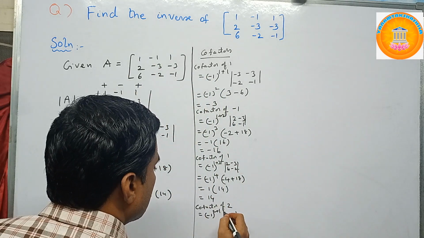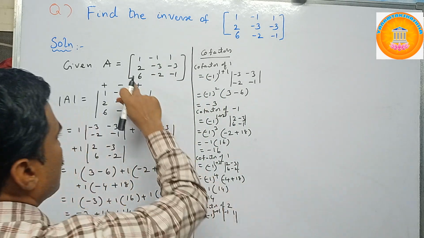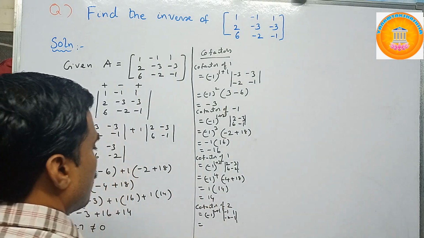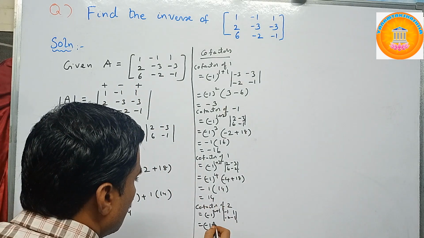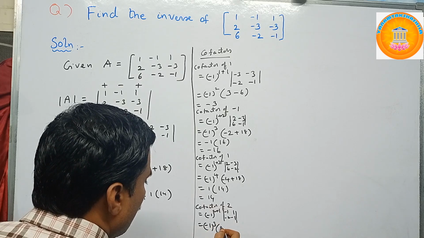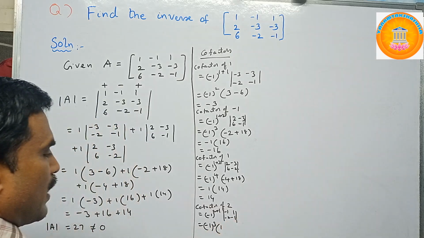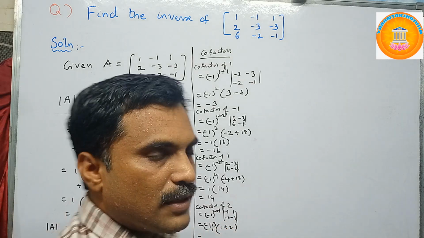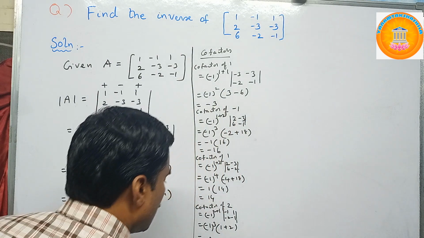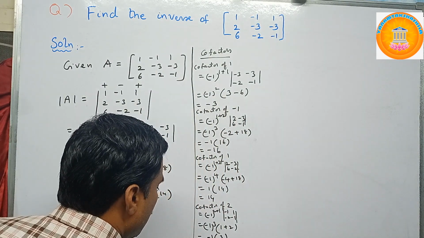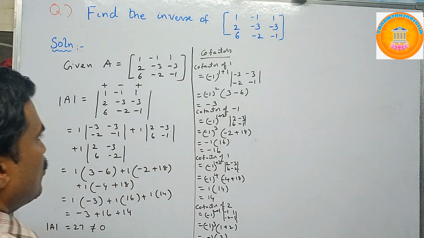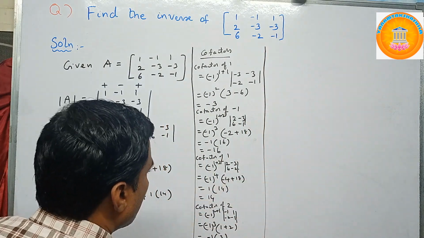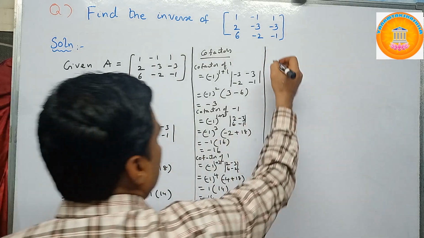You have to take minus 1 and 1, then minus 2, minus 1. So this will be minus 1 power 3, 1 into minus 1 into minus 1, we will get plus 1, then minus 2 into 1, minus 2, so plus 2. So we will get minus 1 cube. Since 3 is an odd number, we will get minus 1 into 1 plus 2 is 3. So we will get minus 3. So cofactor of 2 is this. So next you need to find cofactor of minus 3.